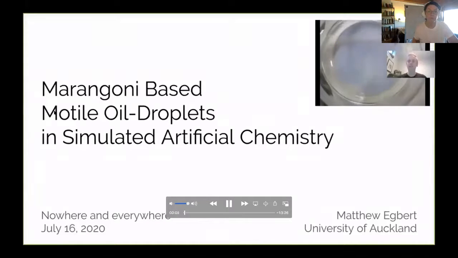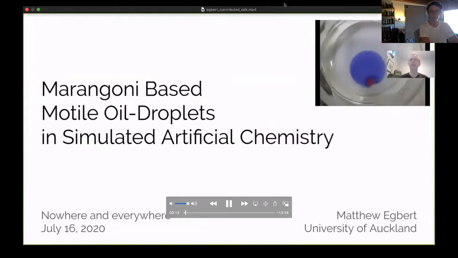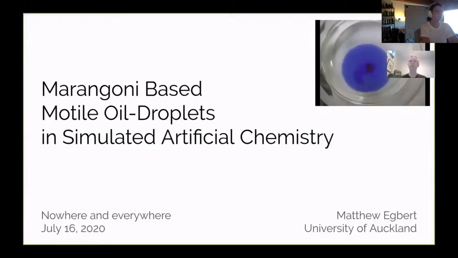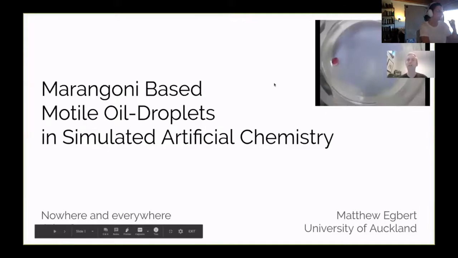I'm a senior lecturer at the University of Auckland, and I'm looking forward to taking the next 10 minutes or so to tell you about a new computational model that I've been developing. It's a computational model that's intended to simulate systems similar to the one that you can see in the upper right-hand corner of this slide.